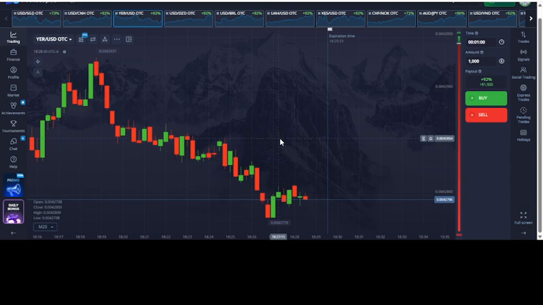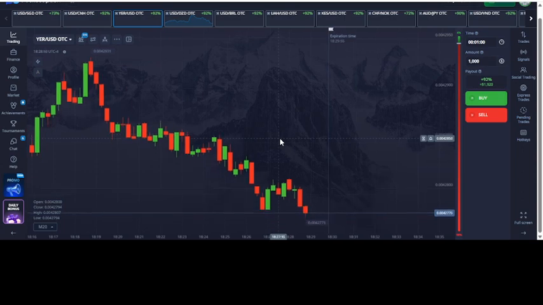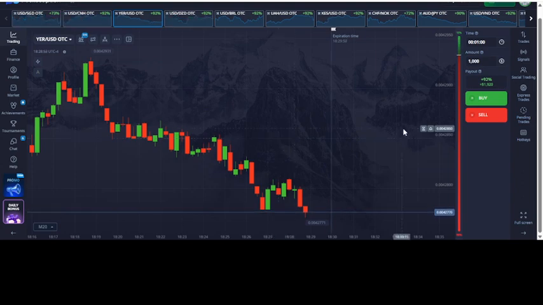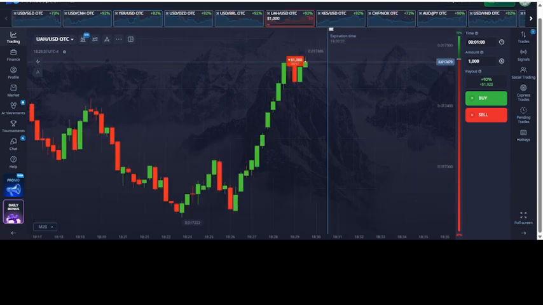So what I'm going to be doing is trading off support and resistance levels, looking for price reversals at strong areas of support and resistance. So I'm going to pause the video and wait for a trade setup, come back and analyze the trade.